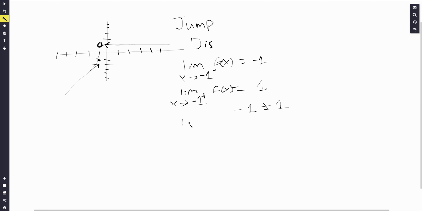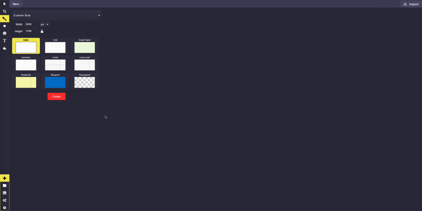So the limit as x approaches -1 of f of x does not exist. Sometimes it can be like this and could be a little tricky, but make sure that if you are given two different values for the left and right side, you know that it does not exist. Let's go over the discontinuities now.